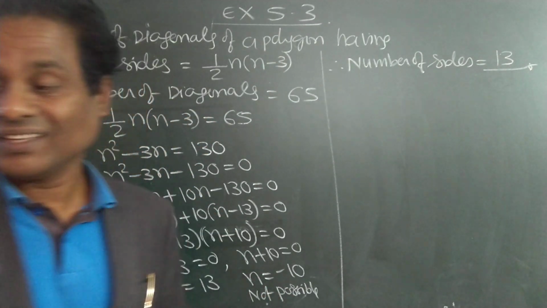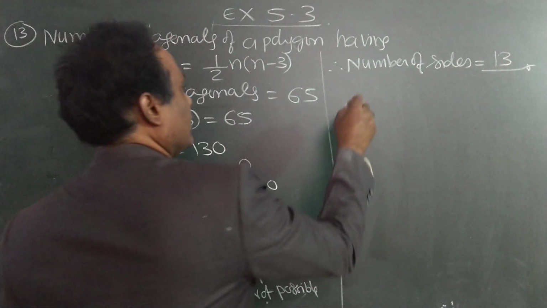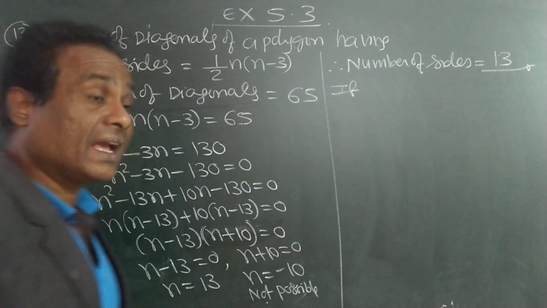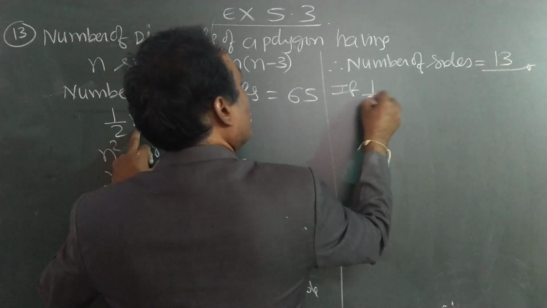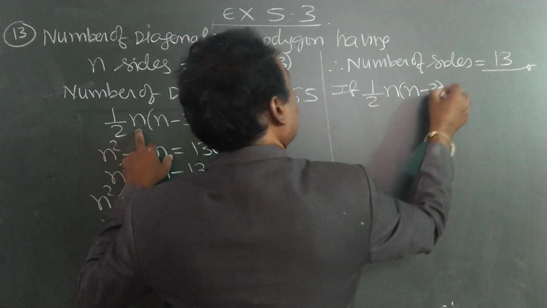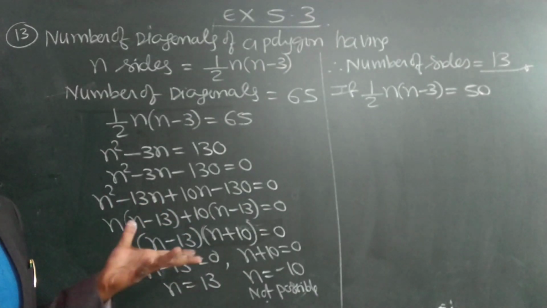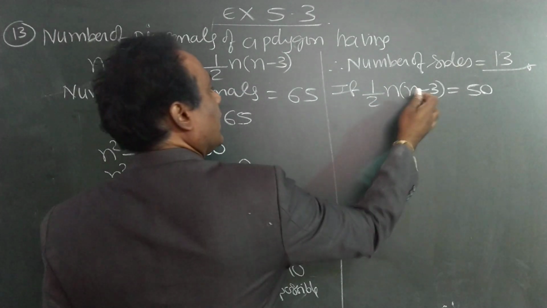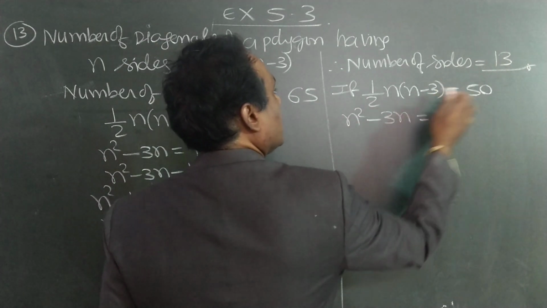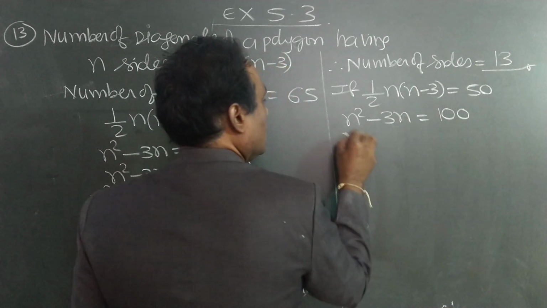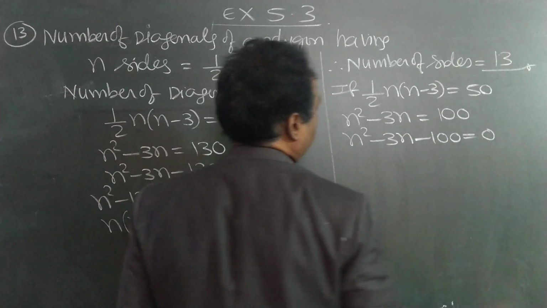Another question is there. If diagonals are 50, what is the number of sides? If diagonals are 50 instead of 65, half n into n minus 3 is equal to 50. What are the sides that we have to find? How many sides? n into n minus 3, that is n square minus 3n, is equal to 2 into 50, 100. n square minus 3n minus 100 is equal to 0.